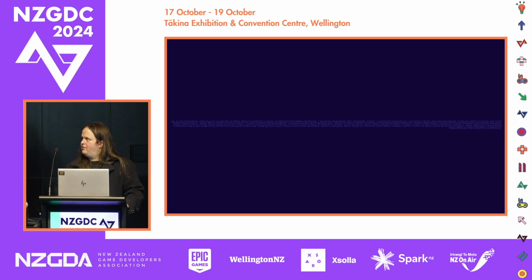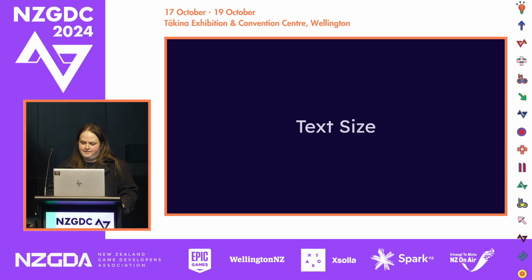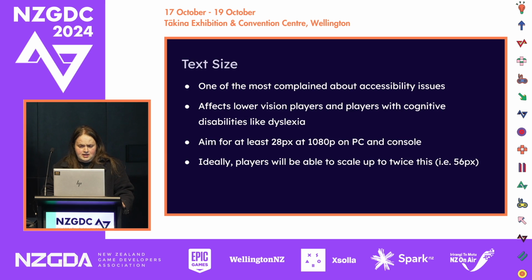Let's start with a couple of the most obvious issues first. Text size. That text is far too small. Text size, according to the Game Accessibility Guidelines, is one of the most frequently complained about accessibility issues in games, along with bad subtitles, unrebindable controls, and issues with color blindness.